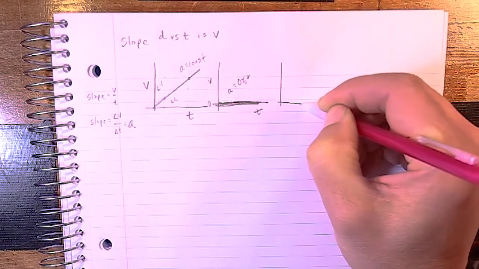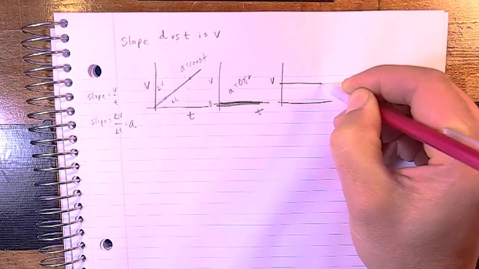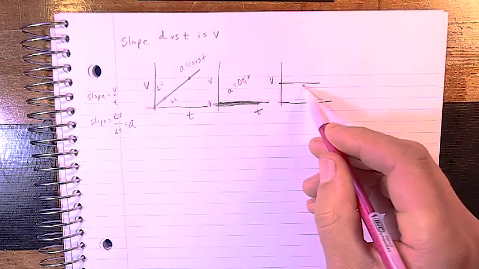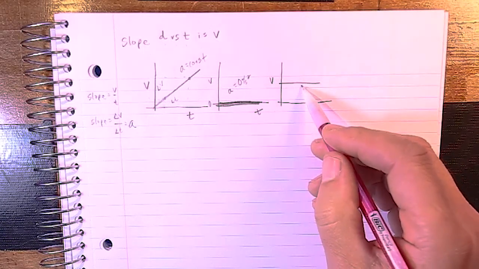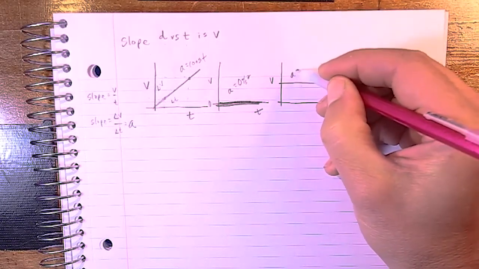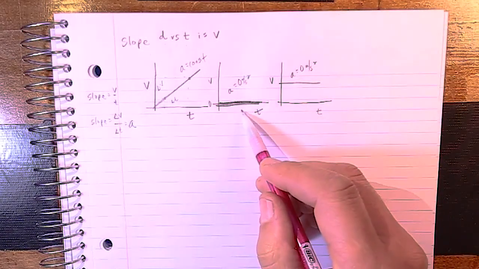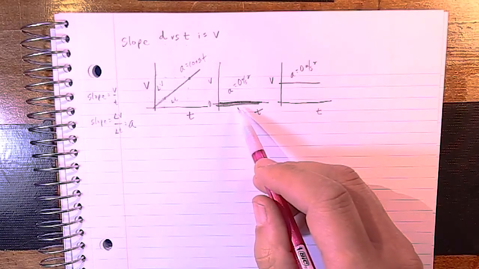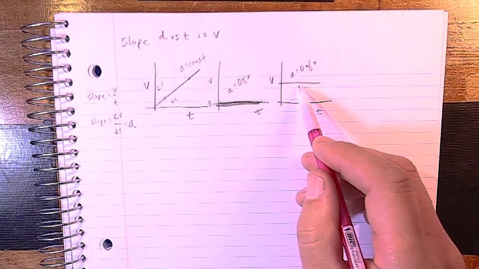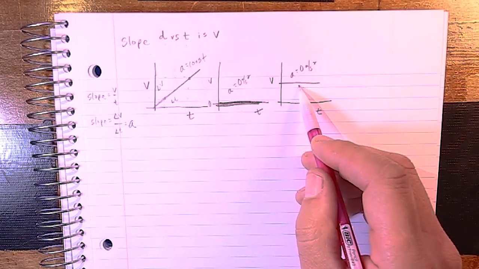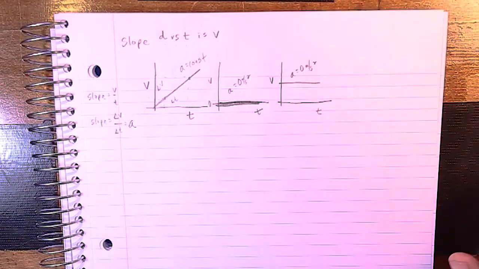But what if we have this? What if the velocity looks like that? This would be a constant velocity, and the slope is 0, so the acceleration is 0. How does that differ from this graph? This is an object that is stopped, so it's not accelerating. This is an object that's at a constant velocity, so it's not accelerating. These two situations are considered to be in equilibrium.